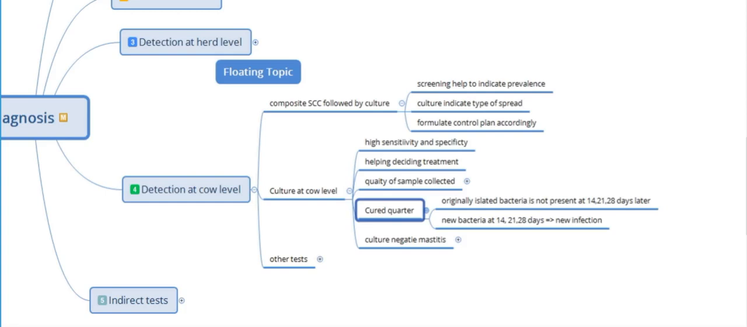You should not be getting any bacteria in the culture. Suppose during the clinical signs, when the milk was infected, you got Staph aureus, then after 14 days or 21 days you get Streptococcus agalactiae. That means the cow has acquired a new infection. So that is how you do a culture and sensitivity test at a cow level.